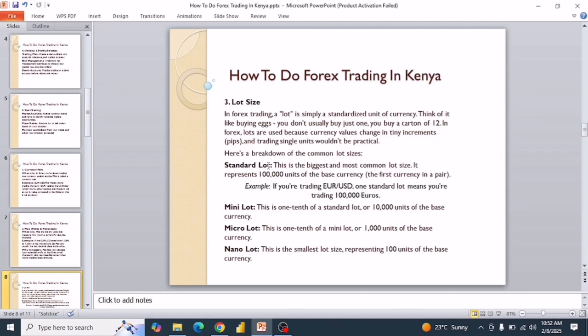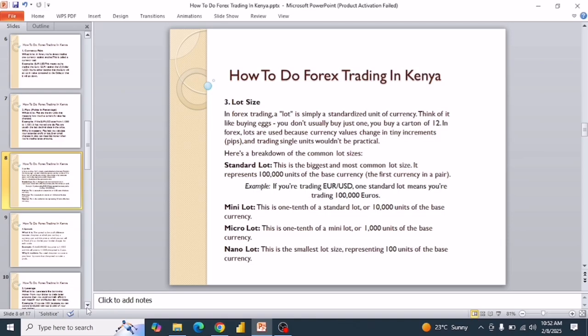And mostly you will be using standard lot, mini lot, and micro lot. Rarely will you use this one because it's significantly small for you to see a result. This is the smallest lot size representing 100 units of the base currency. Now, let's go into understanding other concepts.